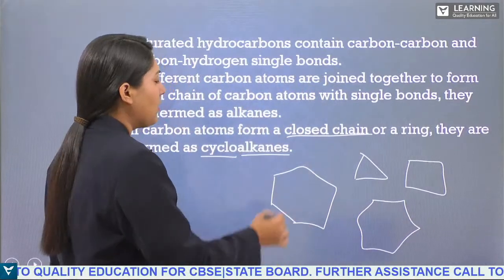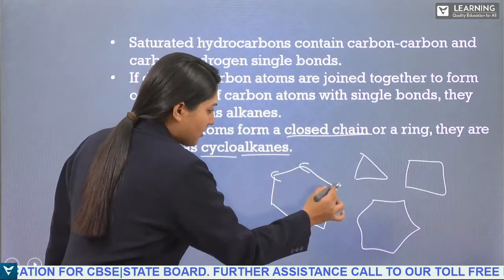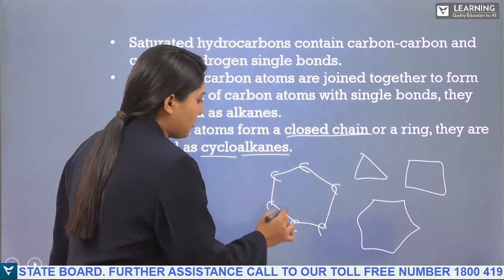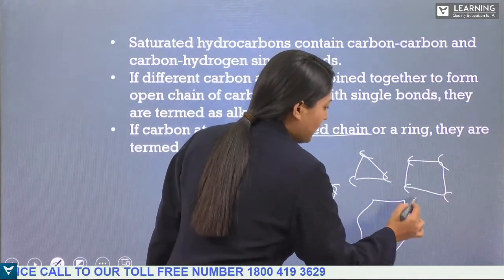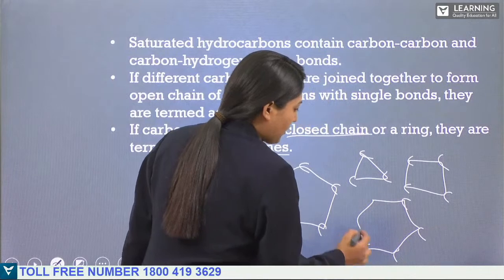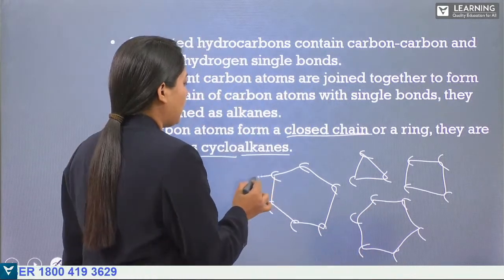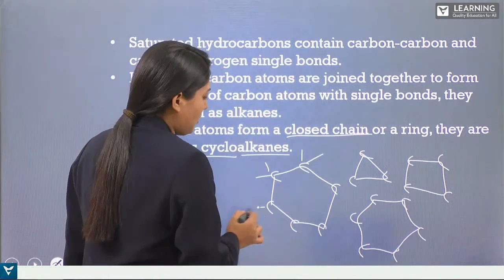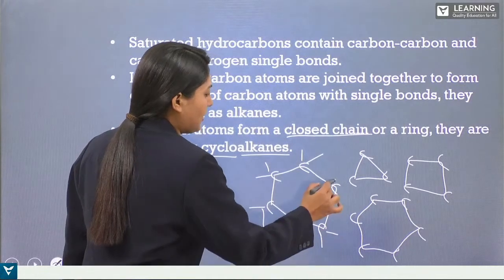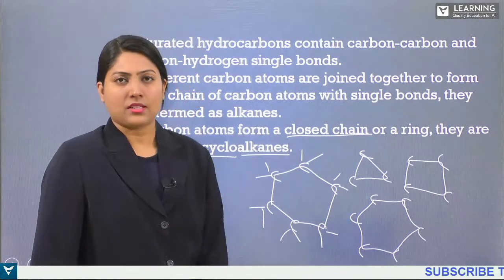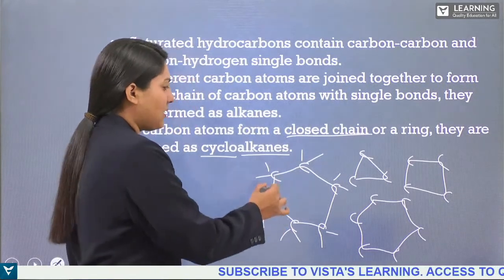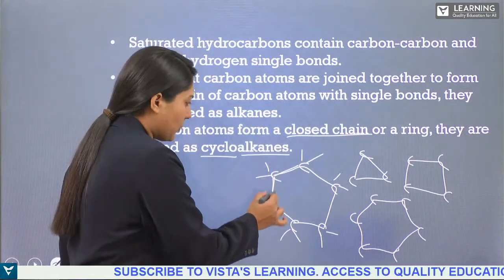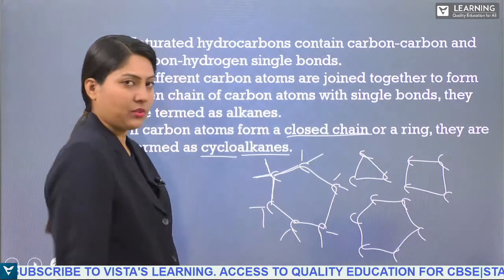So what happens here? Each vertex will have one carbon atom. That will be linked to hydrogen atoms respectively depending on their tetravalency, right? So if they have two carbon atoms which are adjacent, two bonds will be there, 1, 2, and the other 2 will be for hydrogen.